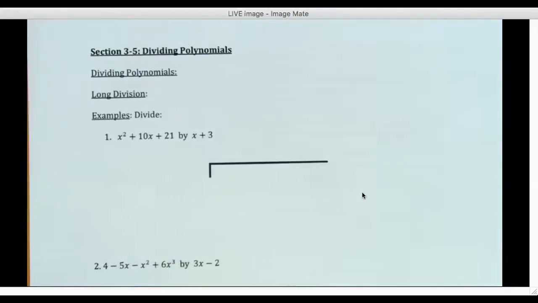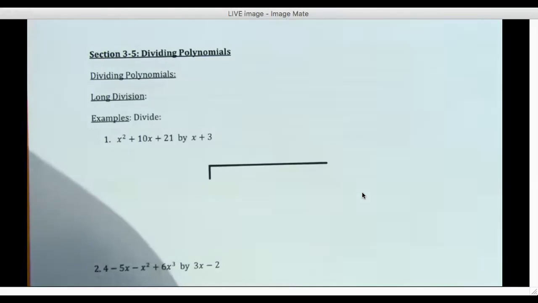All right, so this is section 3.5, and we are going to be looking at dividing polynomials. In this section, we will see two different methods. The first one we will look at is called long division, and the second one is called synthetic division.